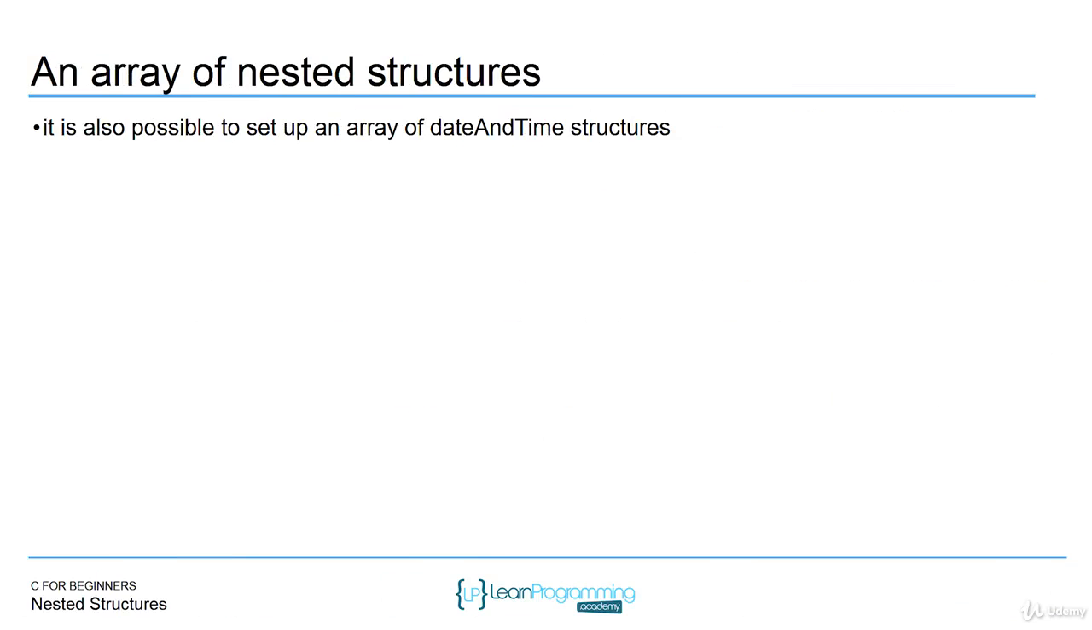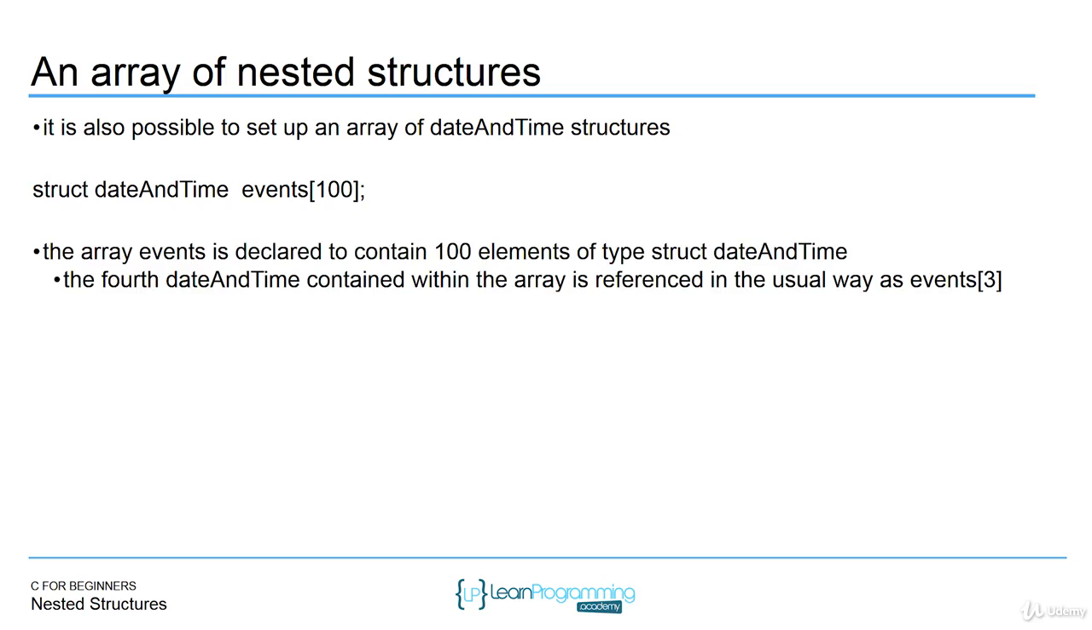Now that we know we can have nested structures, what about an array of nested structures? Now we're really getting into it. Yeah, it's possible. You can set up an array of date and time structures, and date and time contains 2 structures inside of it. You just do it just like another normal syntax. You have to use those brackets to specify the size of the array. When you declare the actual structure name, you have to specify it of type date and time, just like any other structure. The array events is declared to contain 100 elements of type struct date and time.